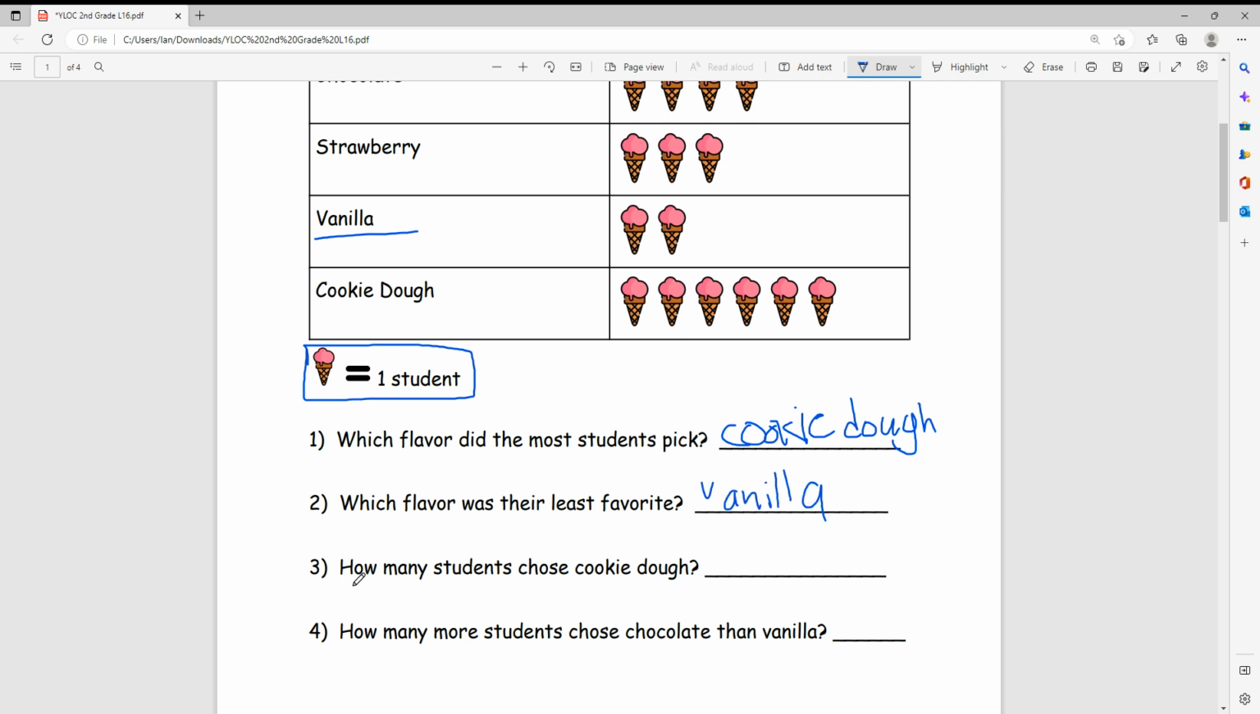And number three, how many students chose cookie dough? If we look at cookie dough, let's count the ice cream. There's one, two, three, four, five, and six. So there's six students choosing cookie dough.